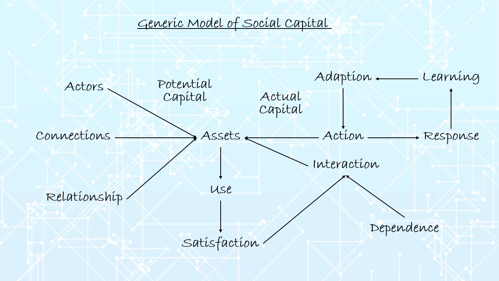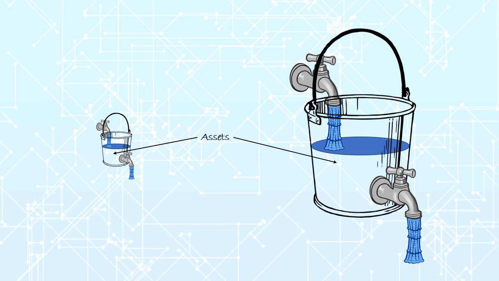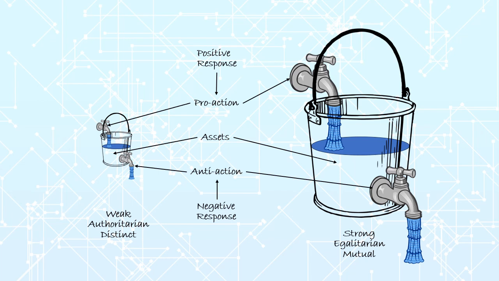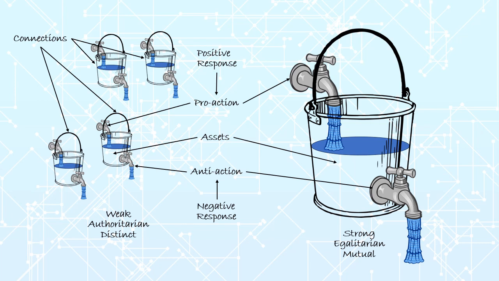One way to think about social capital is as a bucket of assets, which are the property of a pair of actors. The type of relationship determines the size of the bucket, the potential for social capital, and the behaviour of the actors determines how full the bucket gets, how much social capital there is in practice. Pro-actions and positive responses fill it up, and anti-actions and negative responses empty it. Increasing the number of actors and connections increases the potential for social capital in a group.